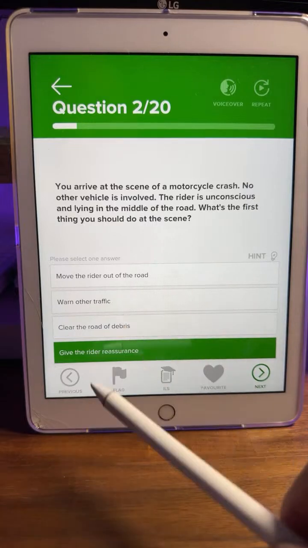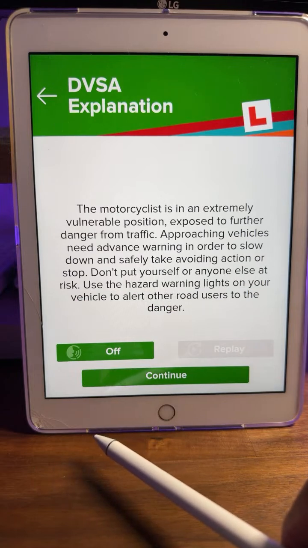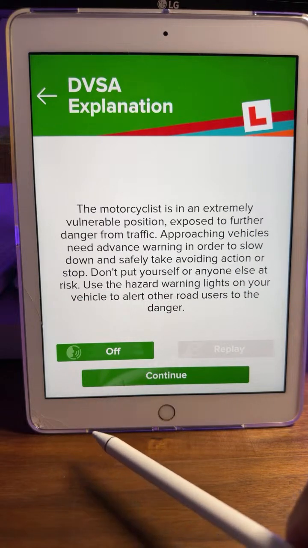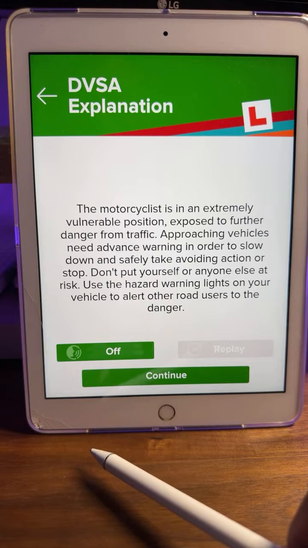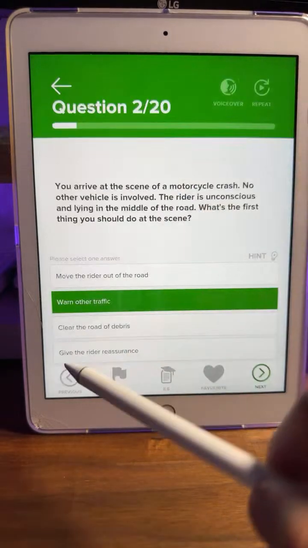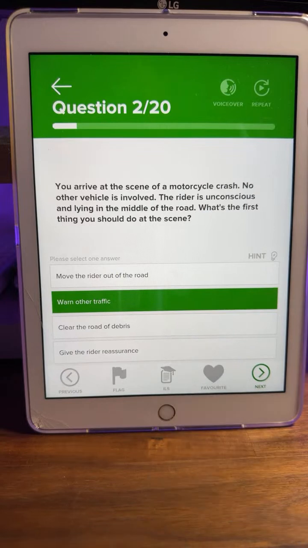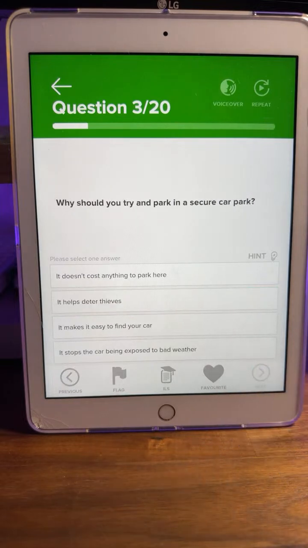Okay, so I would say probably warn other traffic would be the right answer. Let's look at the hint. The motorcycle is in an extremely vulnerable position, exposed to further danger from traffic. Approaching vehicles need advance warning in order to slow down and safely take avoiding action or stop. Don't put yourself or anyone else at risk. Use the hazard warning lights on your vehicle to alert other road users to the danger. So yeah, warn other traffic. So you put your hazard warning lights on your car. Safest option in this sense. So that's the one we're going to go for. Most of you were saying B anyway, so that's good.